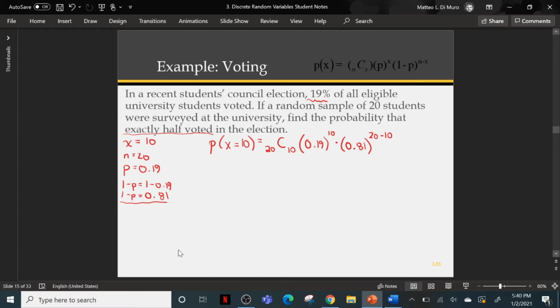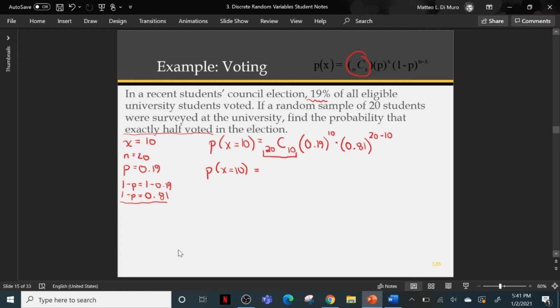Perfect. Now, you're going to go to your calculator, and I suggest you take a moment here to try it out. So I'm going to write this first part of the formula. I like to break it up into chunks. So first I'm going to figure out what this is on my calculator. Like I said, every calculator is different. Usually write the 20, hit the button that says nCx, then type in 10 and hit equals.